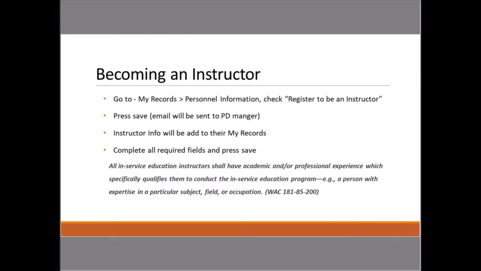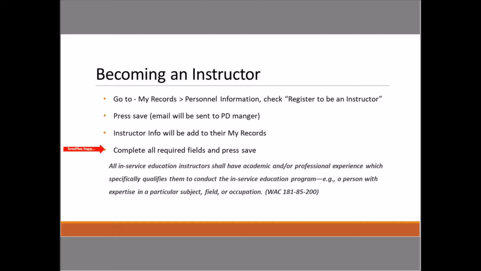So when you go to the profile or to My Records, personal information, there's a little box at the bottom that says register to be an instructor. When they check it and save, a couple things happen. One, an email gets sent to whoever's designated the PD manager in your system. And then the second thing that happens is the instructor info tab appears in My Records. And we want them to go in and complete that tab.